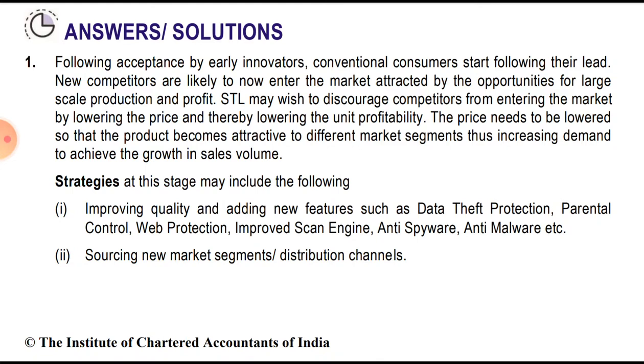So the company can produce in large quantities, so large scale production can be done, and they can also earn profit as the new technology has come out. So new competitors will try to enter the market. So STL may wish to discourage the competitors from entering the market by lowering the price, thereby lowering the unit profitability. So by lowering the price and the unit profitability, it is discouraging the competitor.